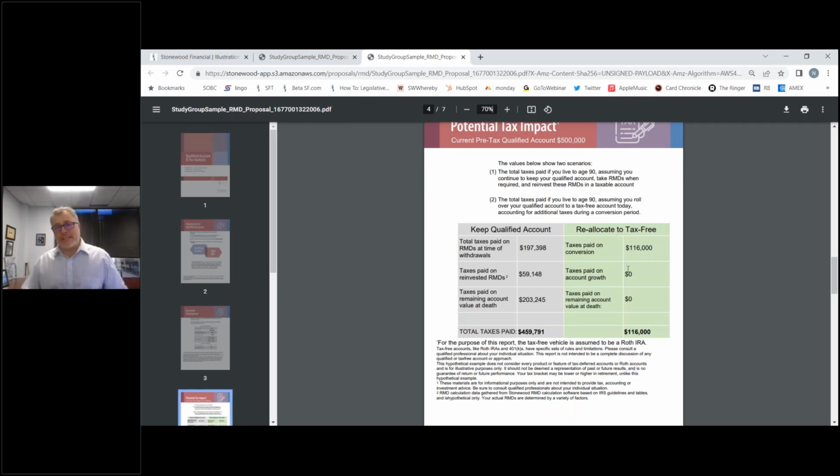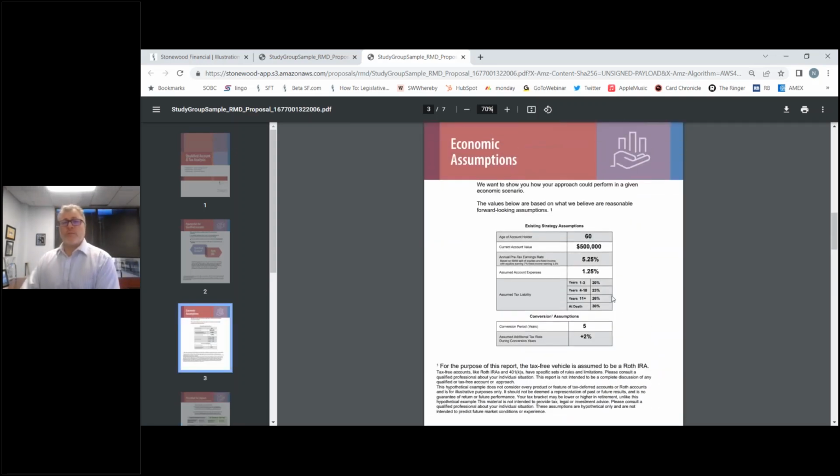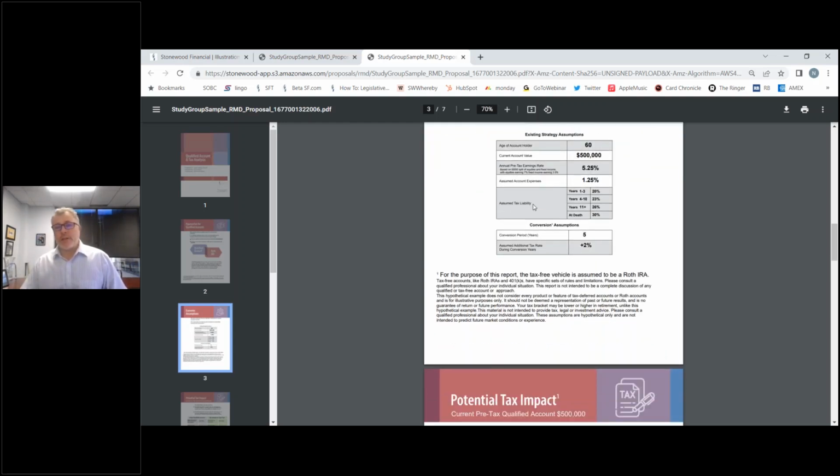So hopefully that makes sense. Now, what were the inputs that I used and what does that input page look like? Well, as I said, it was a 60-year-old. I assumed $500,000. The growth rate was 5.25, I think that's our default now in the software. I assumed 1.25 expenses. But here's what's different. In the tabular data here, the assumed tax liability, I assumed it's 20%, then it changes to 23, and then 26, and then at death 30.